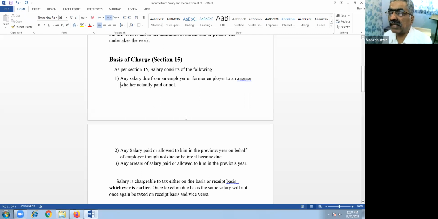And number three is any arrears of salary paid or allowed to him in the previous year. Now, the government is very, very particular. What is the meaning of giving this? Why have they given this one? Salary is going to be taxable in the previous year on the basis of either it is due, or it is paid, or it may be salary paid for a previous year. It is going to be taxable. Previous year means the preceding year. All that salary is charged in the year in which it is due.